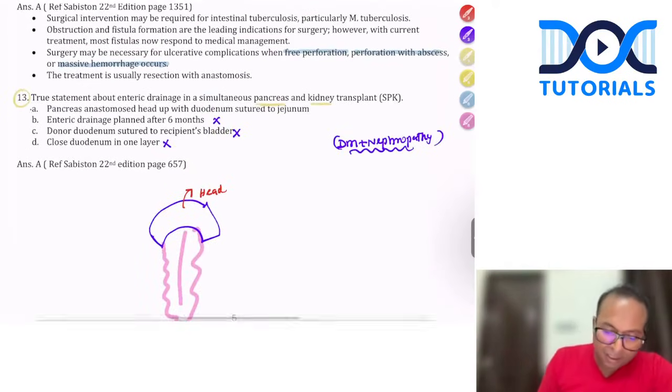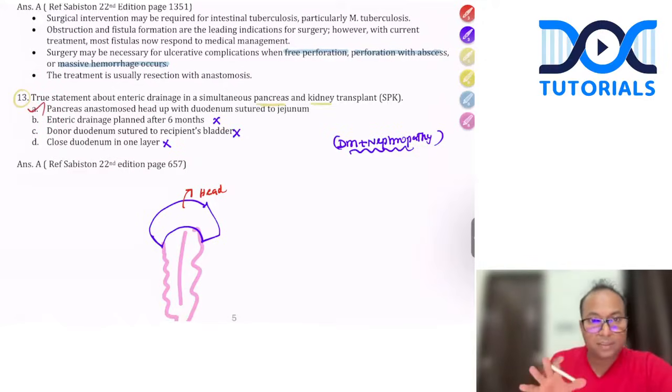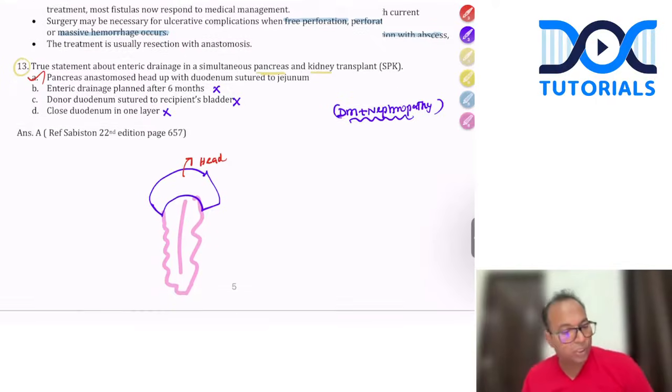So the best answer here is A. Please understand the choices: pancreas anastomosed head up with the duodenum, sutured to jejunum. That's the answer.